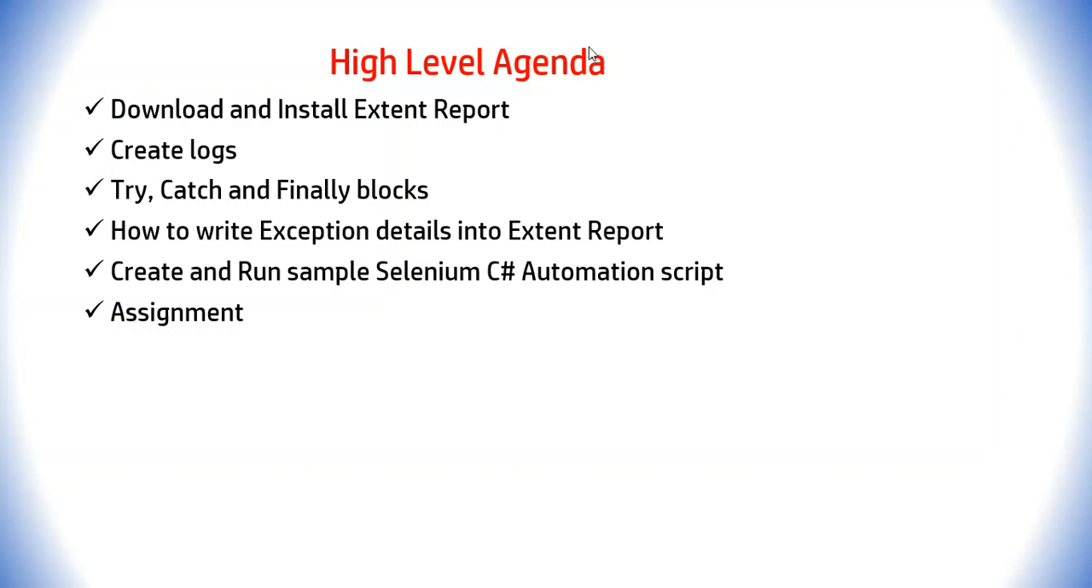So in the try block, whatever exception occurred comes into the catch block. In the catch block we have printed that particular information by using test.Log, and under that we have written exception.ToString. So this will write all the runtime exception information into the extent report. Then we created a sample Selenium C# automation script and executed it successfully. Now the next part is the assignment.